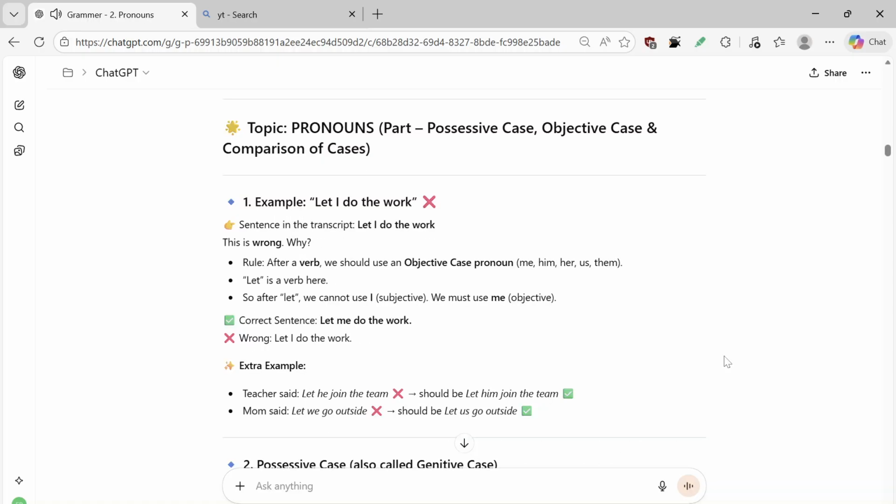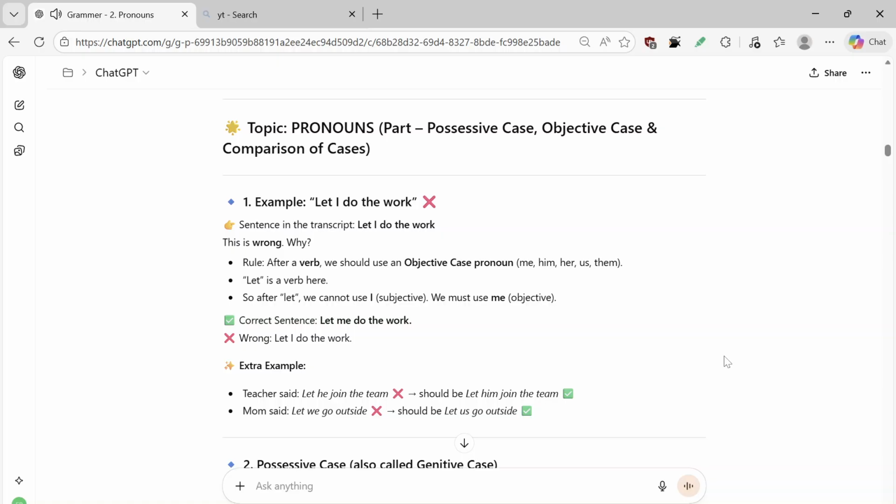Part: objective case and comparison of cases. 1. Example: Let I do the work. Sentence in the transcript: Let I do the work. This is wrong. Why? Rule: after a verb, we should use an objective case pronoun: me, him, her, us, them.